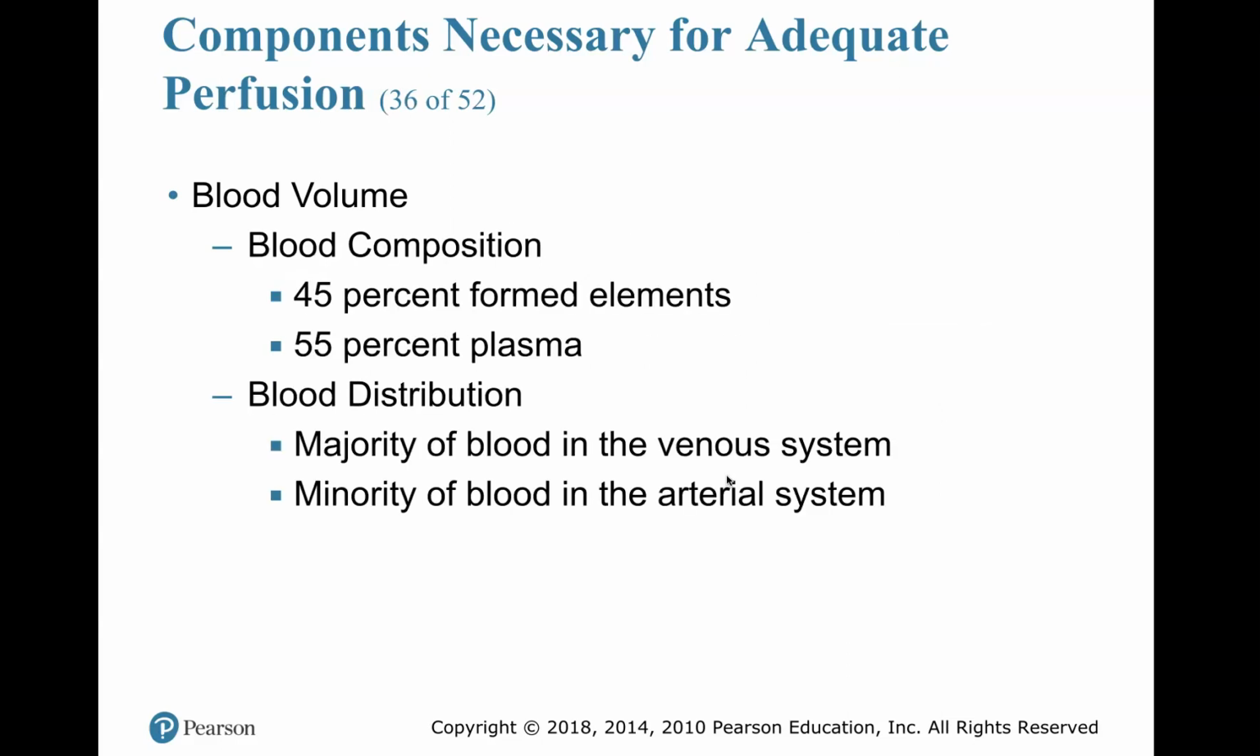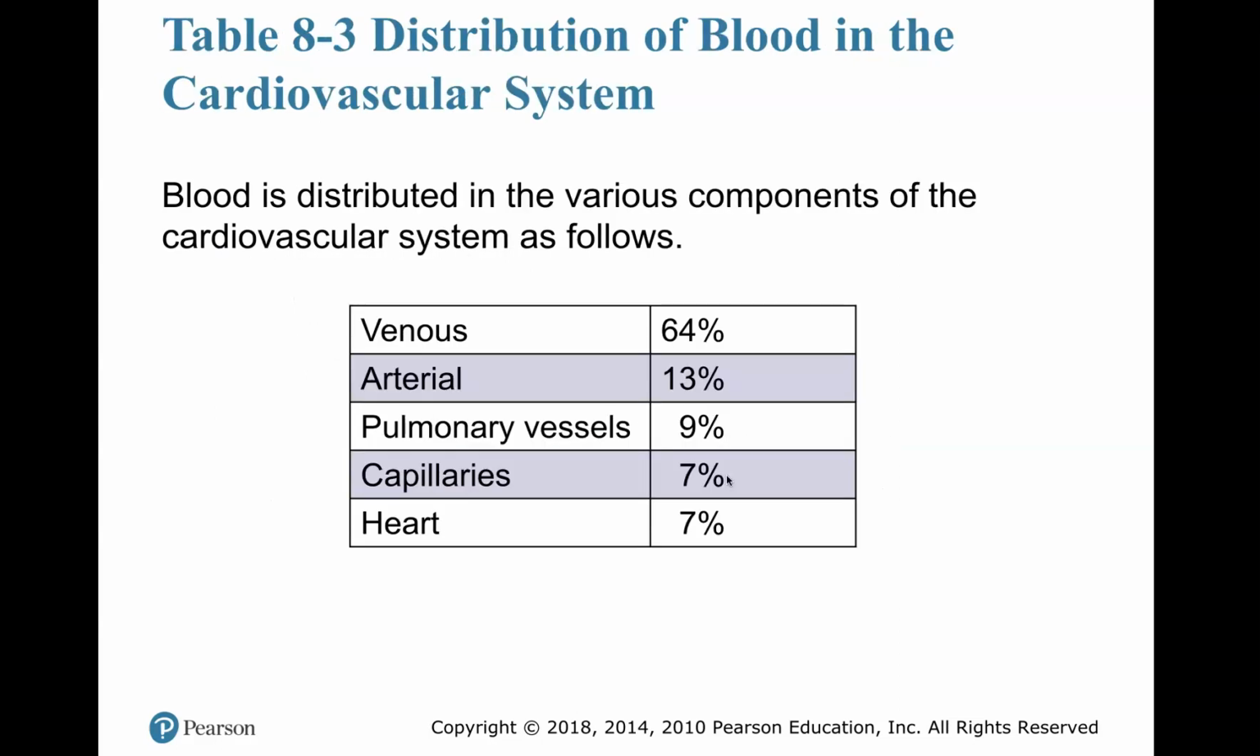Okay, blood composition, 45% formed elements and 55% is plasma. If you didn't know this, you can go to the blood center and you can donate just plasma. It's kind of weird, I don't know how they separate it, but they do. Blood distribution: the majority of the blood is in the venous system, but the minority of the blood is in the arterial system.